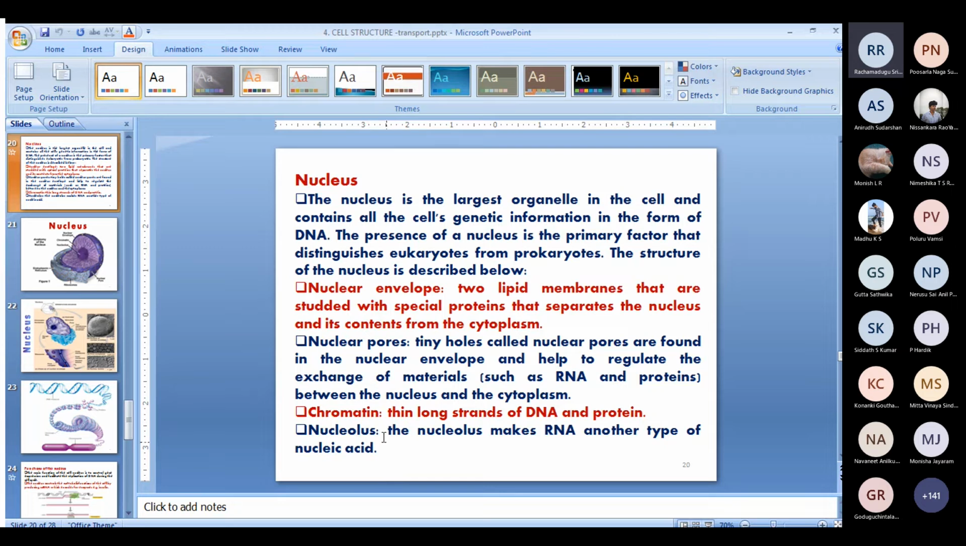Okay, so next, one more important thing is the nucleolus. The main function of this nucleolus is that it makes a specific RNA. See, what is this RNA?